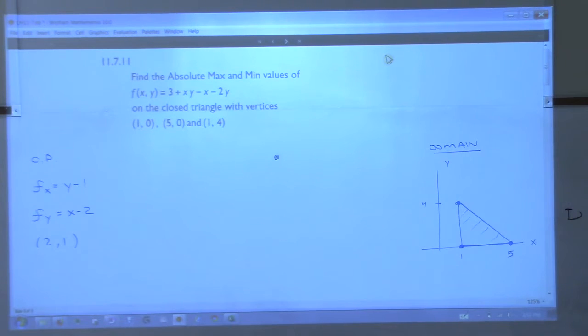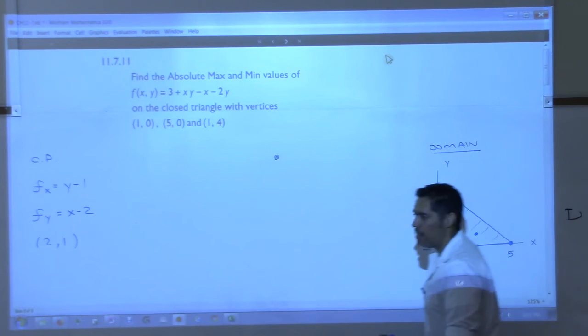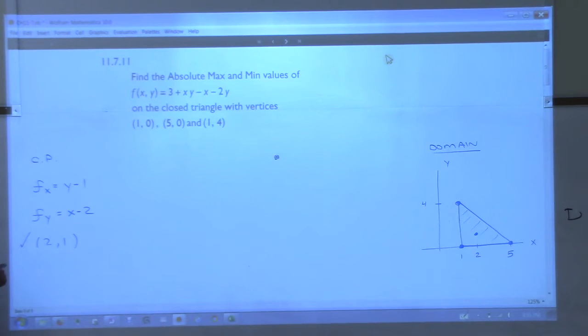So is our point (2, 1) in there? Yeah, it looks like it is, right? 2 is right in here, (2, 1). So that is a valid critical number. So we will be using that later, right?